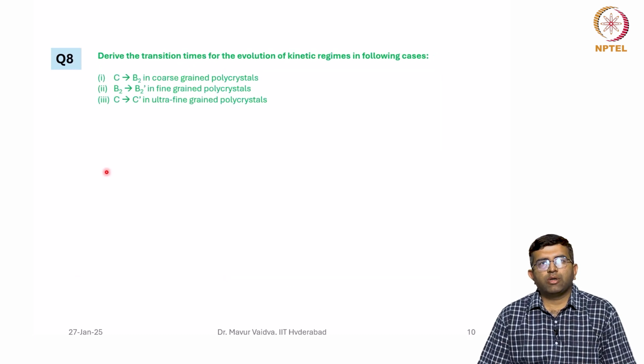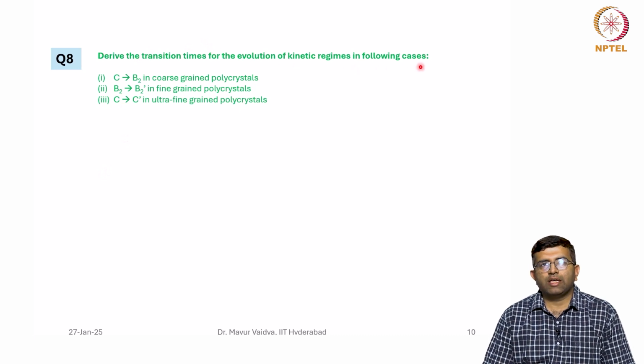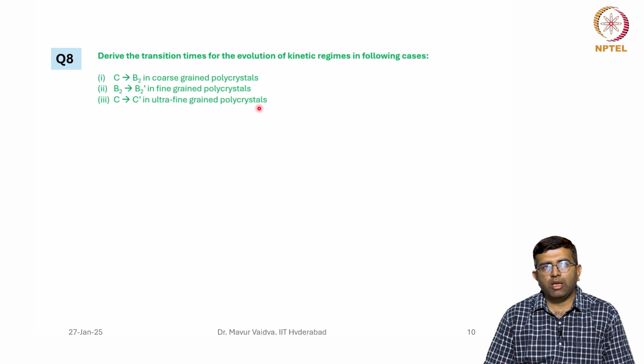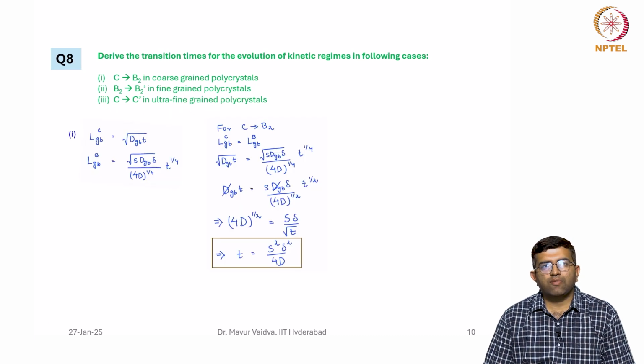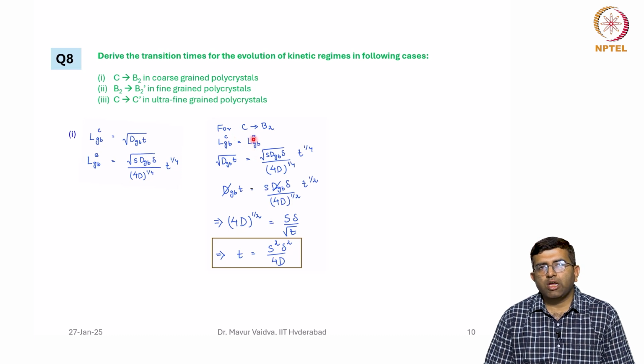Let us move to question number 8. Derive the transition times for evolution of kinetic regimes in the following cases: C to B2 in coarse grain polycrystals, B2 to B2 dash in the fine grain polycrystals, and C to C dash in ultra fine grain polycrystals. So, we have seen that for the transition to occur from C to B2 in the coarse grain polycrystals, the length of diffusion in grain boundary in the C regime should be equal to the length of diffusion in grain boundary in the B regime.